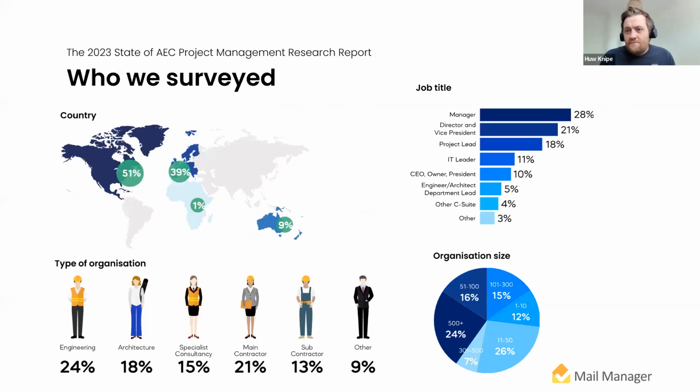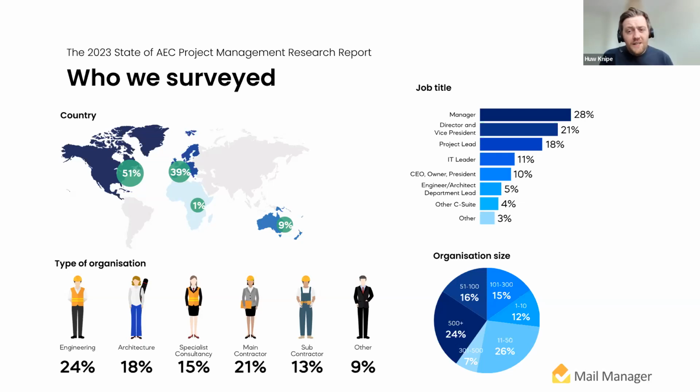So Mail Manager runs an annual survey called the State of AEC Project Management Research Report, and that aims to discover the project management and collaboration challenges facing businesses globally in the architecture, engineering and construction, or AEC, industries. The report explores how firms manage project information, where they store it, how they go about retrieving data to chase payments and when facing legal disputes, as Ellie touched upon. Plus, it provides insight into how the industry has been affected by the current global economy, including the cost of living crisis, supply chain issues, and the latest building regulations.